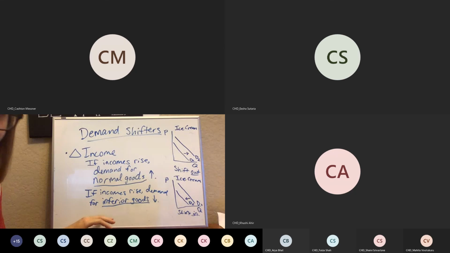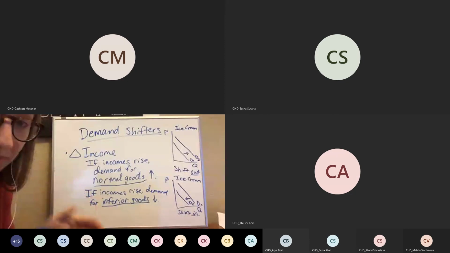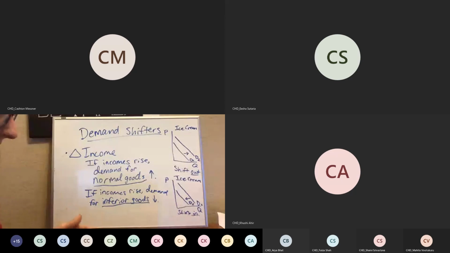Sometimes inferior goods are exactly the same as normal goods. So some store brands of food or things are made by the same company that makes the fancy name brand. And so the store brand and the fancy name brand are exactly the same, made by the exact same company sometimes. But when people's incomes rise, they buy more of the fancy branded good and less of the store brand good. And then when incomes fall, they buy more of the store brand good and less of the fancy brand good, even though they might be exactly the same.